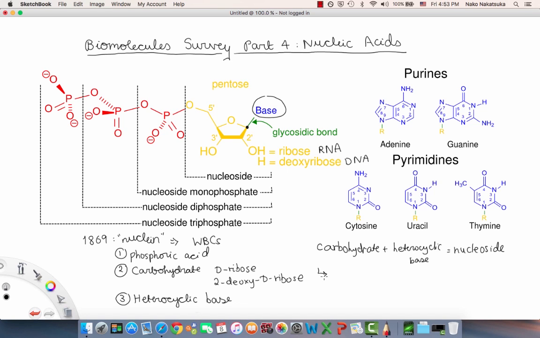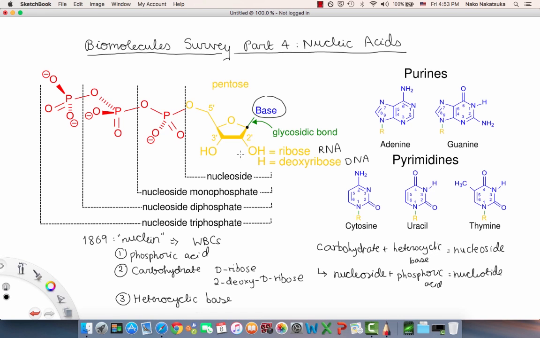The next definition that came about was nucleoside plus phosphoric acid gives us nucleotides. This is a nucleoside with a phosphate on the 3' or 5' carbon.